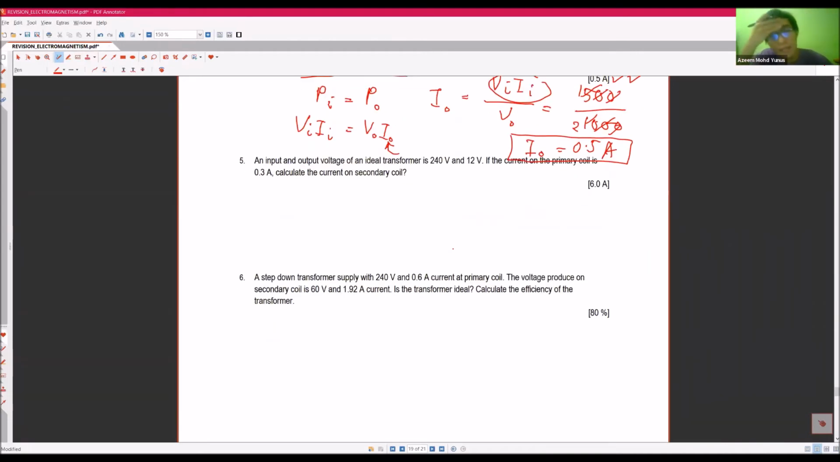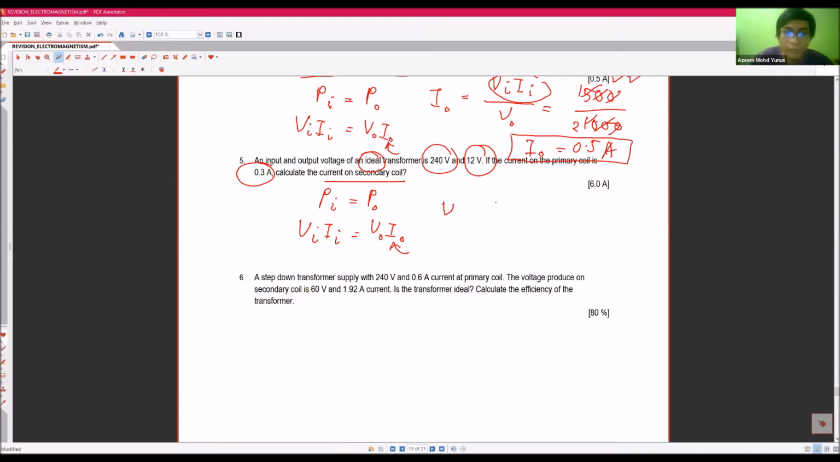Okay, number 5. An input and output voltage of an ideal transformer is 240 and 12. If the current on the primary coil is 0.3, calculate the current on the secondary coil. Again, the power is not given, but we assume that the power is the same because an ideal transformer has 100% efficiency. So power input must be equal to power output. Vi Ii equals Vo Io. It asks us to calculate the secondary coil current.